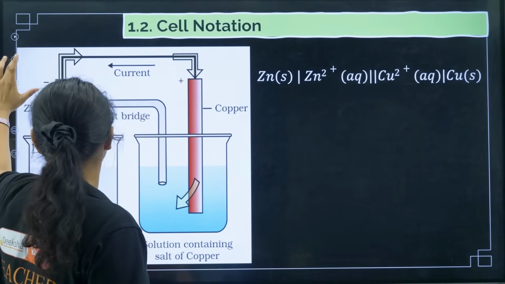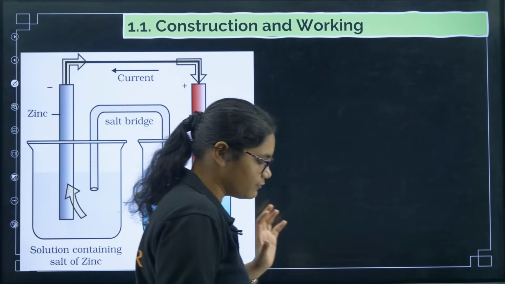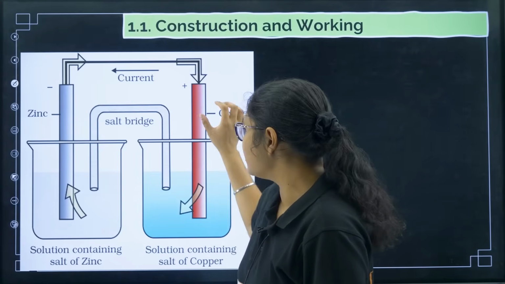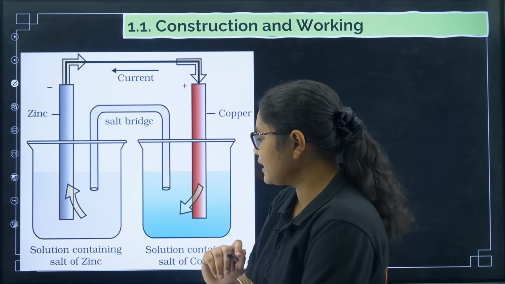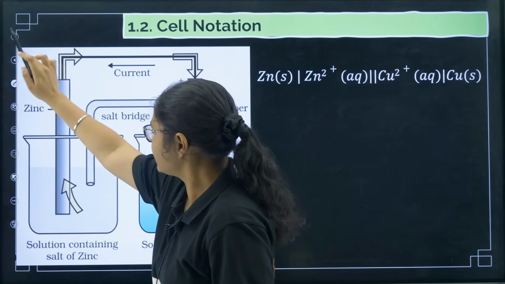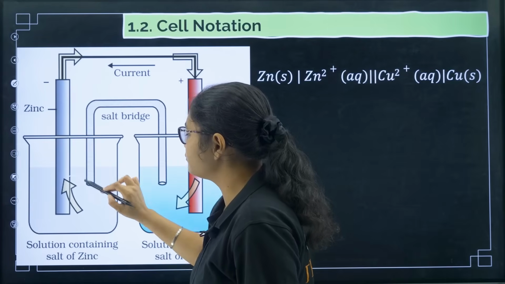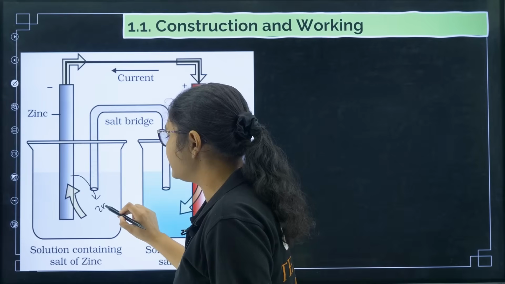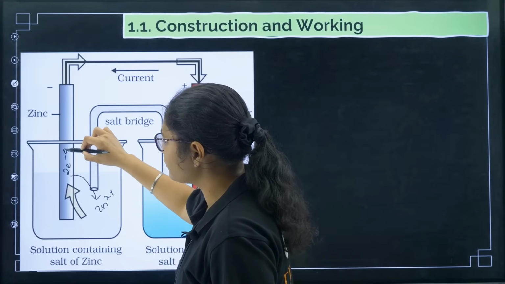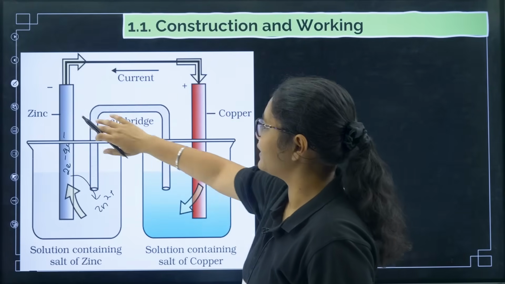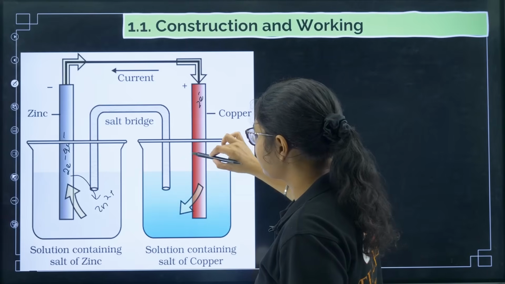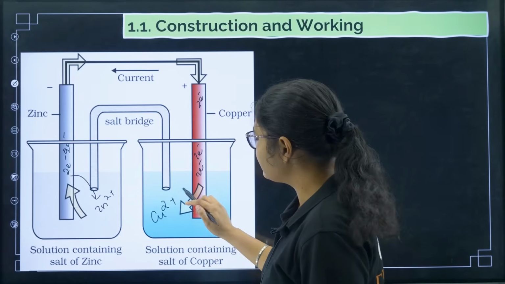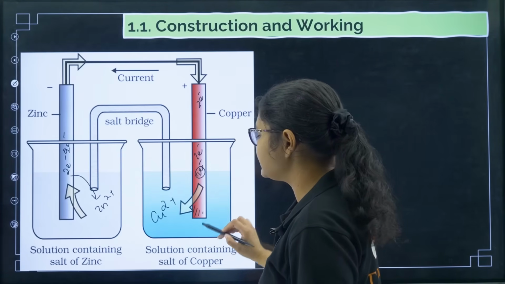Now what about the working here? Please understand it carefully. Here we have taken the Daniell cell, where I have taken a zinc rod as anode and a copper rod as cathode. Zinc from the rod goes into the solution as Zn2+, releasing electrons on the rod. These electrons travel through the wire and get accumulated here. In this solution we have Cu2+ ions, which take these electrons and get deposited on the electrode.